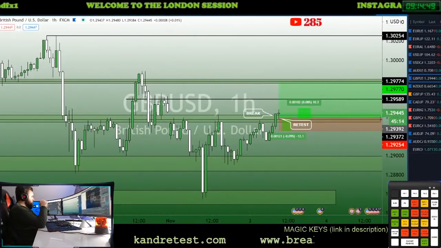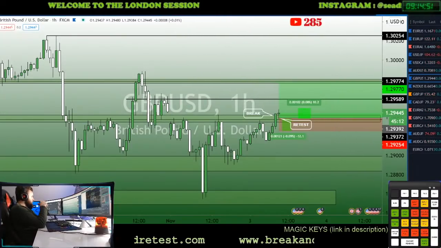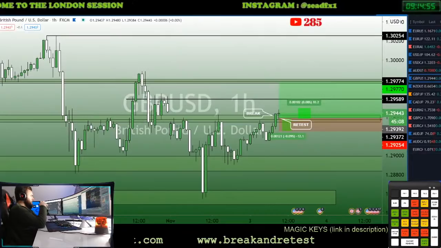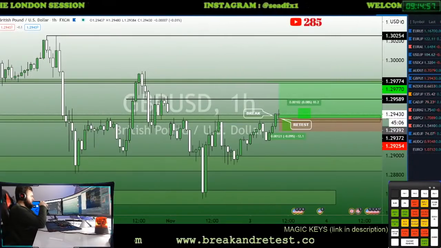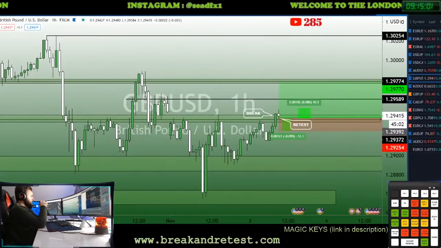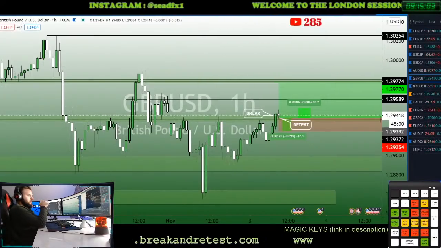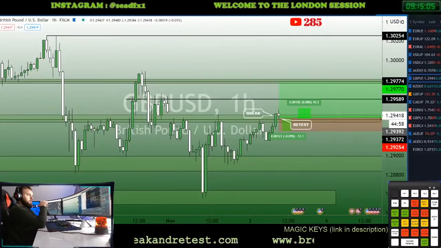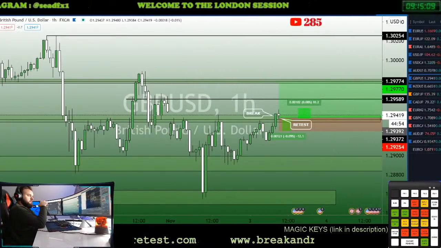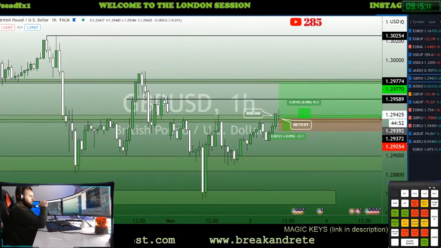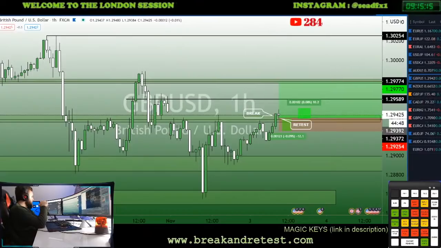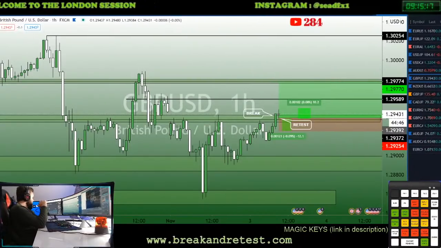It's almost perfect. I don't see why this would go in the other direction. So I expect this to give us 10 pips easy. Almost gave us, but taking some time. So we're gonna wait and see. Patience needed.